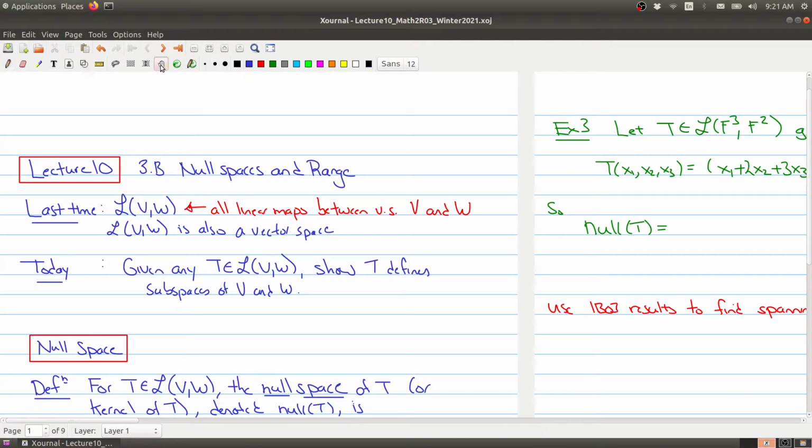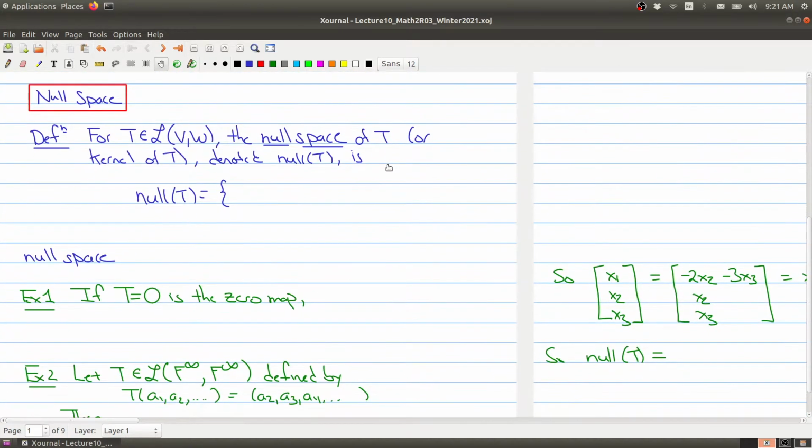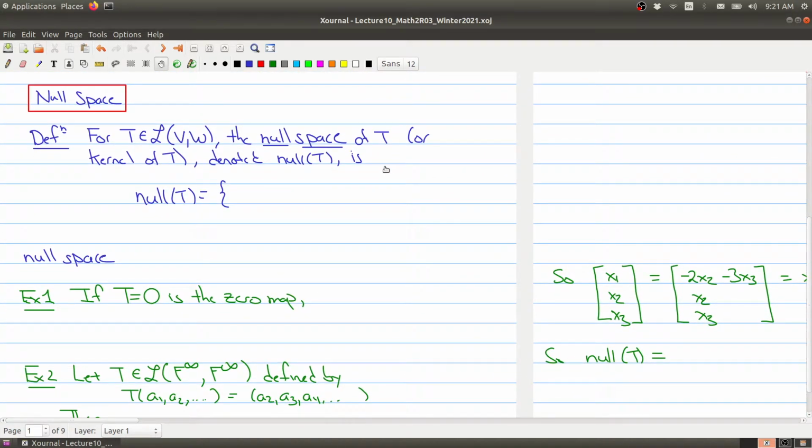Okay, so the first thing that we're going to do today is look at the null space. And here's the definition. I'll finish filling it in as we go along. So take some element in this vector space. So this is just a linear map from V to W. The null space of T, and depending upon some books that you're looking at, they may call it the kernel of T, denoted null T, is all things inside of V such that when you plug them into your function T, they get mapped to 0 in W. And each of our elements belong to V, so this is a subset of the vector space V.